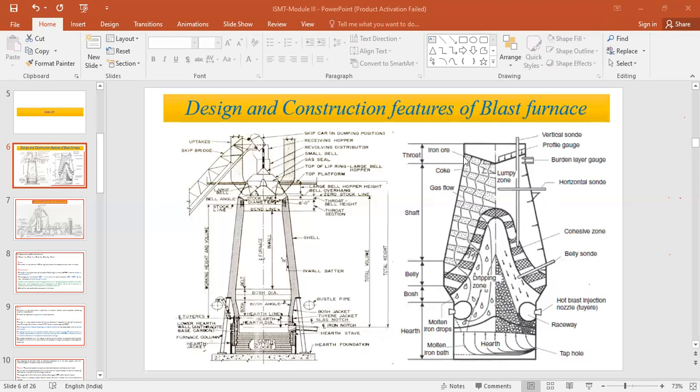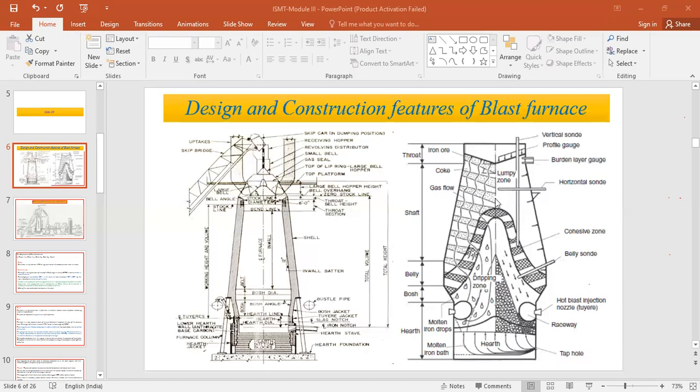Here, in a much clearer way, you can see this part is called the throat, followed by the stack, which is the largest part of the blast furnace. Then you have the belly region, then the bosh, then the tuyere part, and then the hearth part of the blast furnace.